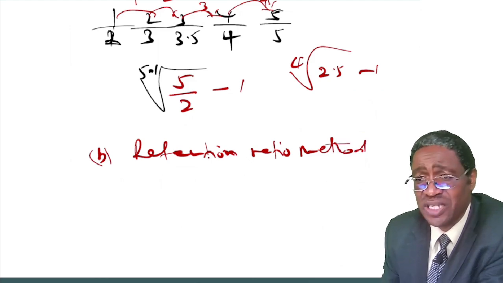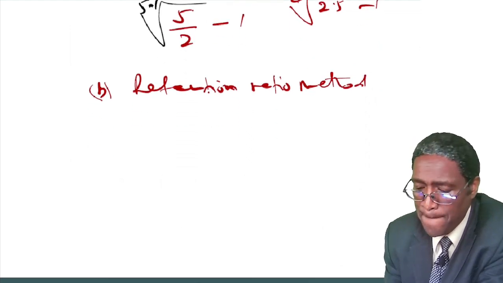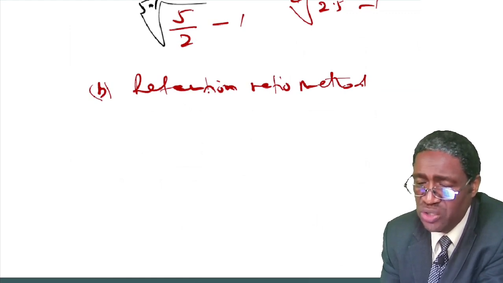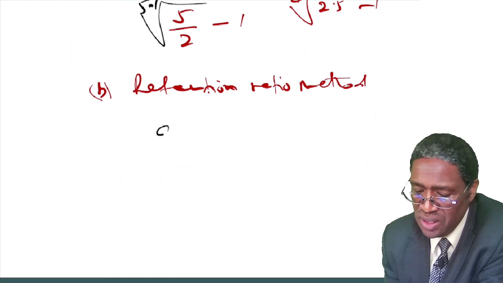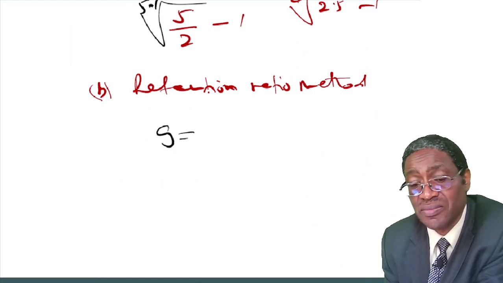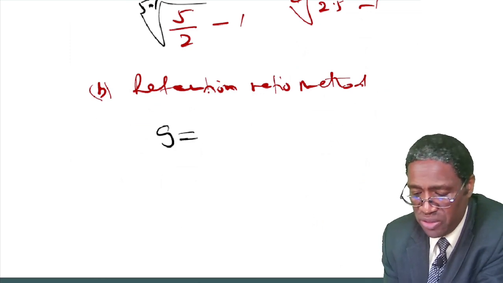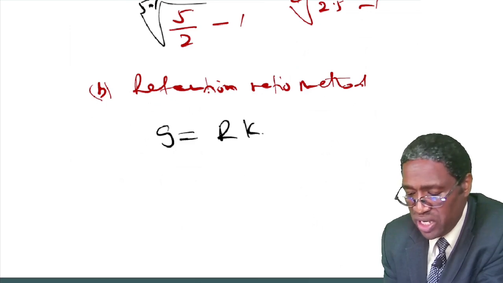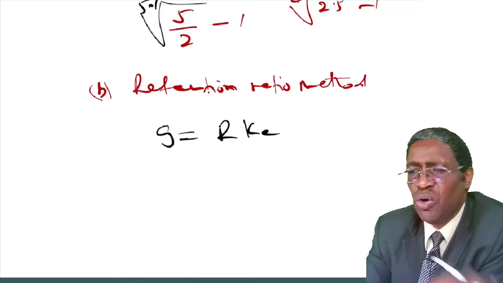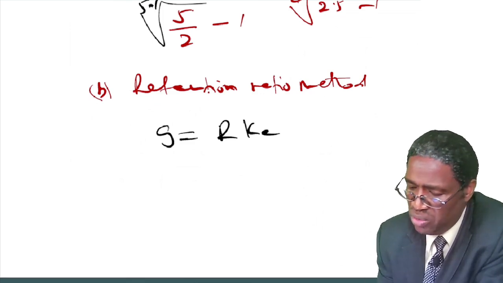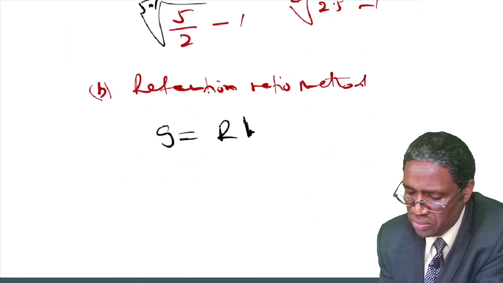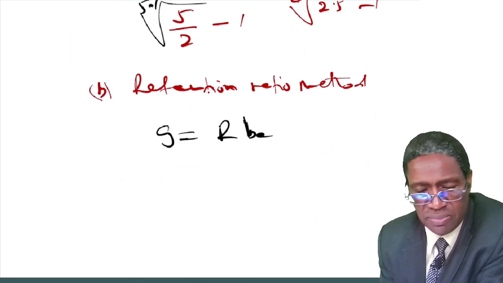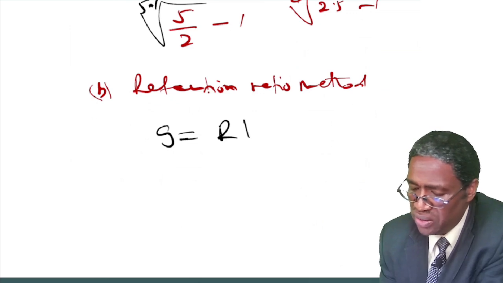What was the formula for getting G using this method? G we were saying is what? Somebody? What was the formula? It is R into KE, or BE. No problem, we are calling it KE. Let's just call it KE.